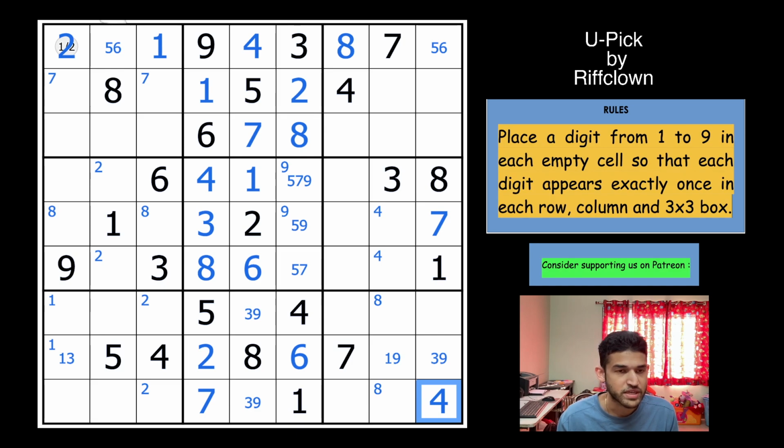Right, I'm focusing on center candidates now. Look at these two cells. 6 digits are eliminated in total from them. 1, 3, 4, 6, 2 and 8. So these could only be 5, 7, 9, and this is not a 7, this is not a 5. And this cell also gets rid of 7 digits. 1, 2, 3, 7, 6 and 9 and 4. So this is 5 or 8.